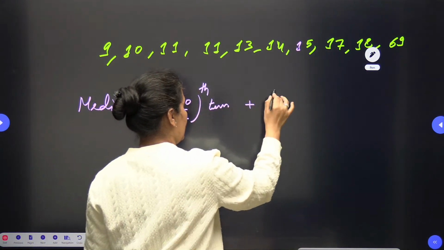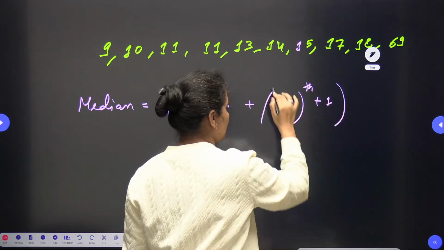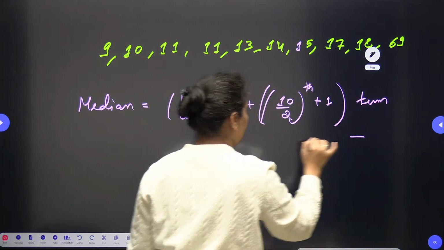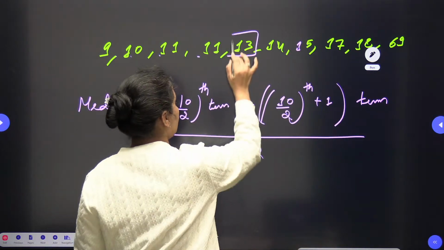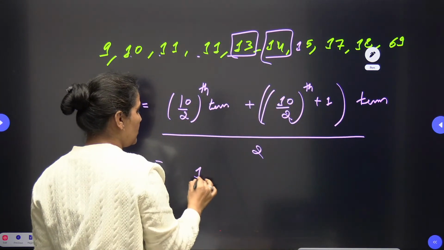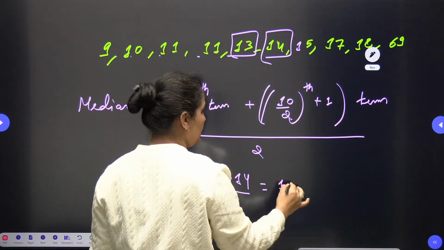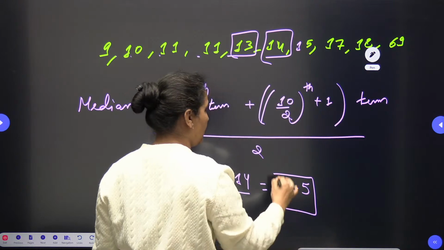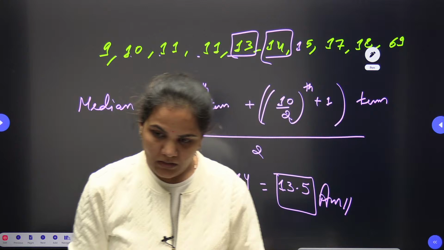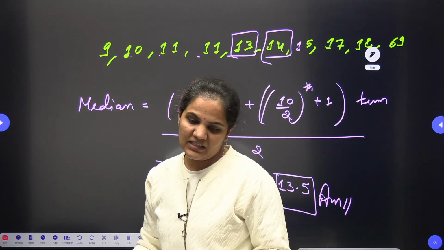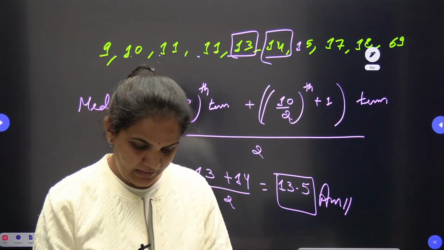The next will be the 10 by 2 plus 1th term, meaning 5 plus 1, the 6th term, and we take the average. When you look here, 1 2 3 4 5 is the 5th term, and this is the 6th term. So I take 13 plus 14 by 2, which is 13.5. So your median should be 13.5 in this case. Very simply we can approach it, so you can confirm the data also.